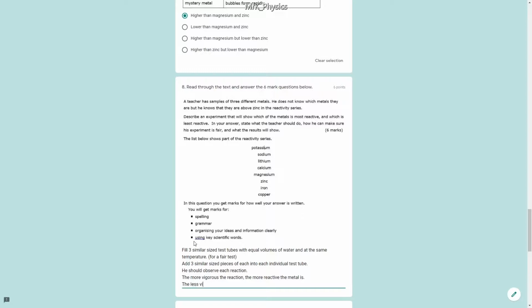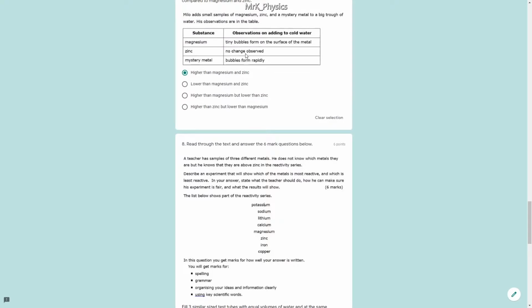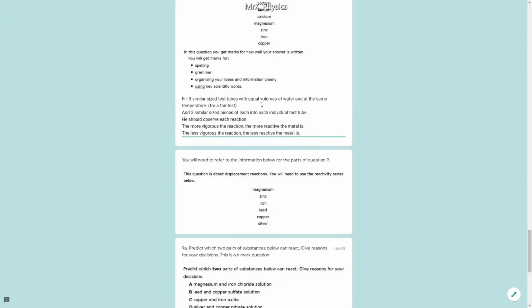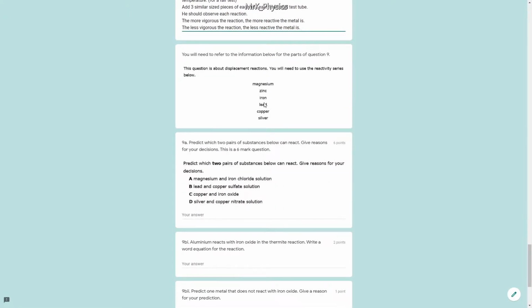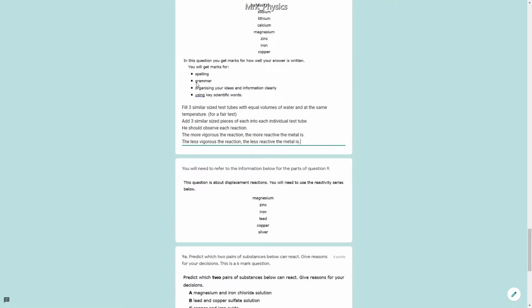The less vigorous the reaction, the less reactive the metal is. And by that we're looking at examples such as how quickly do bubbles form, how many bubbles form, what happens, is there lots of gas being given off, for example. Okay, so lots of different things to think about here. Okay, so on to our next one. In fact, let me, just before we go on to our next one, just break this down.